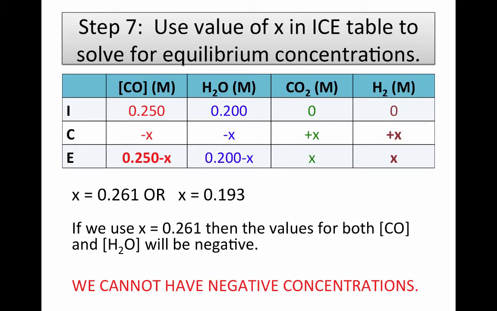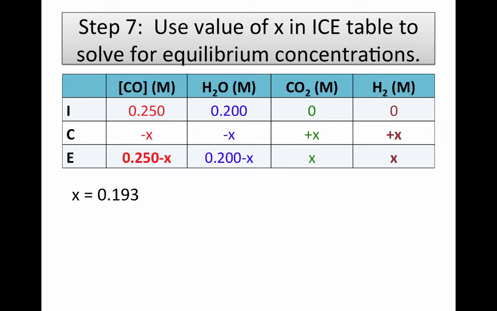This is the way it will be with all of your solutions. You will always have two possible solutions. One of them will give you a concentration that does not work. So let's go ahead and use the other value of x, 0.193, and put that in. For carbon monoxide, we had 0.250 minus x, 0.250 minus 0.193.